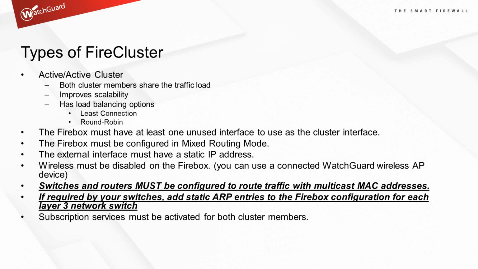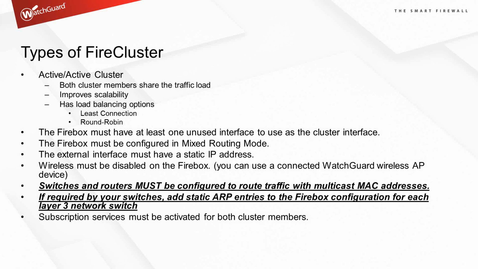In addition to that, depending on your switches, you might need to add static ARP entries, say that 5 times fast, to the Firebox for each switch that is connecting to the boxes. So either side, inbound or outbound, if you've got a switch connected there or if you're connecting directly to the router, you've got to turn on multicast support, and that is something you'll want to talk to your switch or router vendor about to configure correctly.